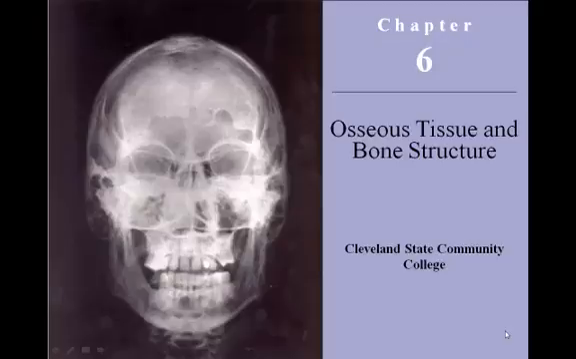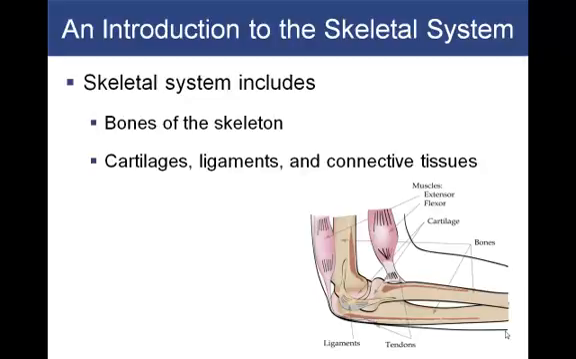This is module A3. We're going to look at osseous tissue and bone structure. The skeletal system not only includes the bones of the body that we looked at in lab, but it also includes many of the connective tissues associated with bones. Cartilage, for instance. We find on the ends of long bones these cartilaginous pads that help reduce the friction when two long bones come together, when two long bones articulate.